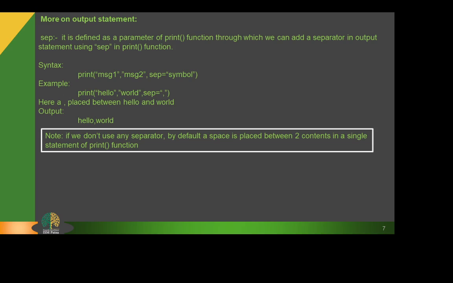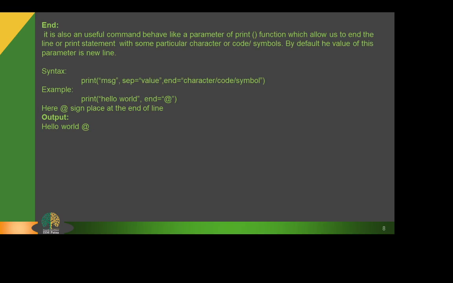So here we can see if we don't use sep, by default a space is placed between two different contents, which behaves like the default separator between the values, or between two objects, or two different contents. Similarly, if we talk about the end parameter, a new line is the default value of the end parameter, and we can use any character or any symbol instead of the new line with the end parameter.